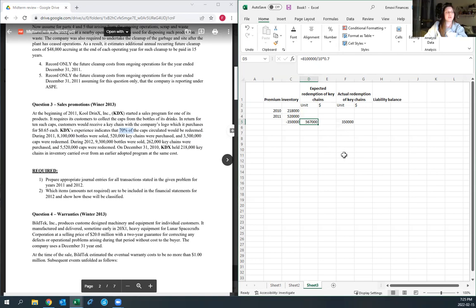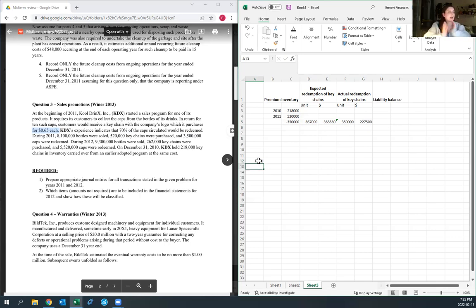So this number of units needs to be represented in our premium expense account, and this needs to be represented as a decrease in our liability account. So to do our journal entries, we need to find the dollar values of those two numbers of keychains. So we need to find the cost of each keychain, and the cost is 65 cents. So I'm going to do the amount that we found in the unit column times 65 cents. And same thing here. So with these amounts here, I can do my journal entries for 2011.